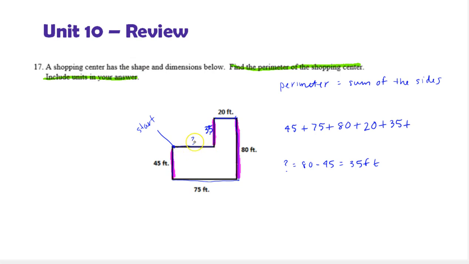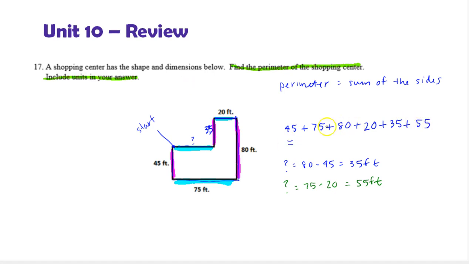Now we want to find this piece. Let's use a different color. How about blue? Well, use the parallel pieces. We want this piece. We know 75 is this whole length. We know this is 20 feet. These two pieces combined equal 75. So this piece is 75 minus 20. So the other question mark is 75 minus 20 feet, or 55 feet. So let's add that.